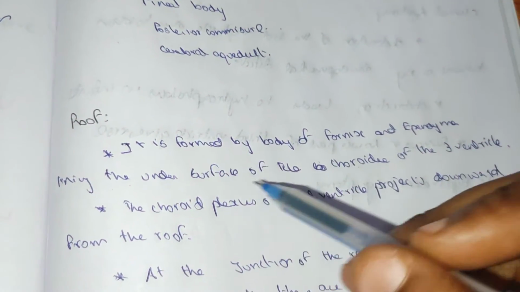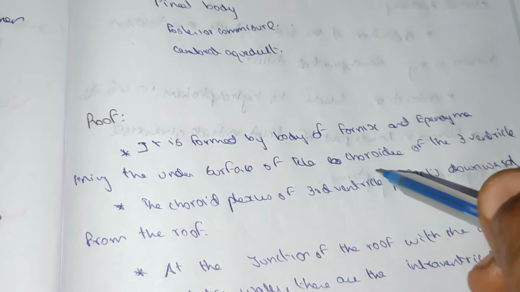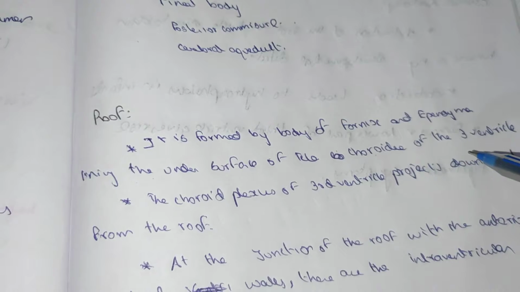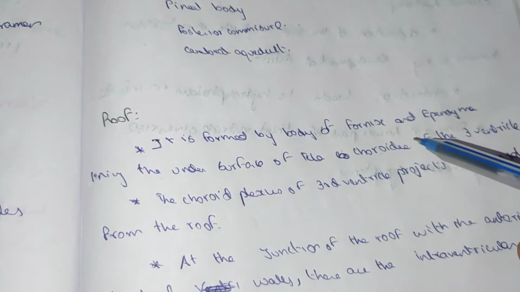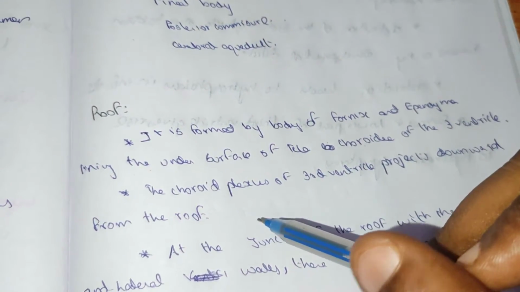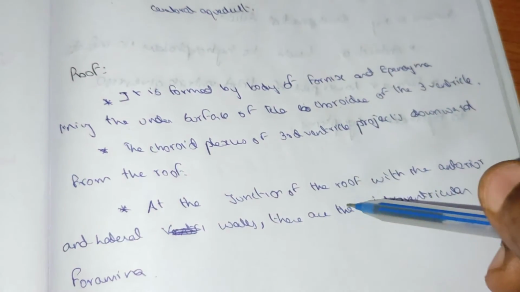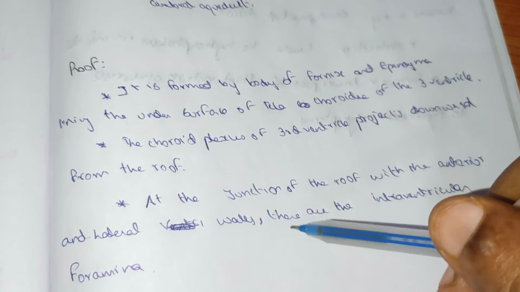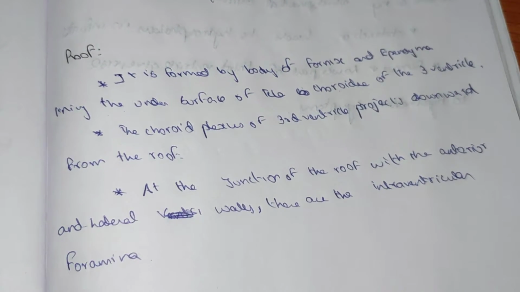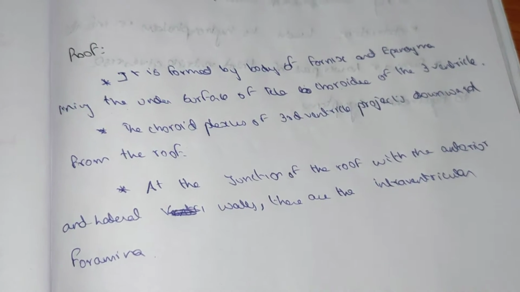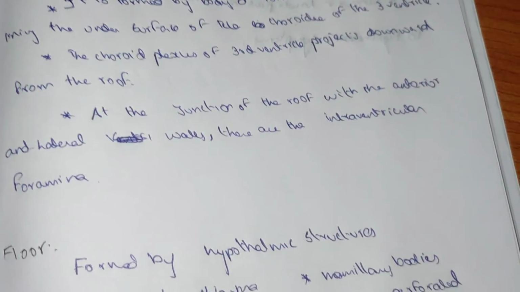Now the roof is formed by the body of fornix and the ependymal lining under the surface of the tela choroidea of the third ventricle. The choroid plexus of the third ventricle projects downward from the roof. At the junction of the roof with the anterior and lateral wall, there is the interventricular foramen.